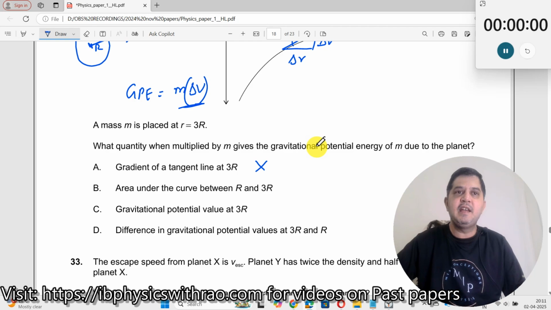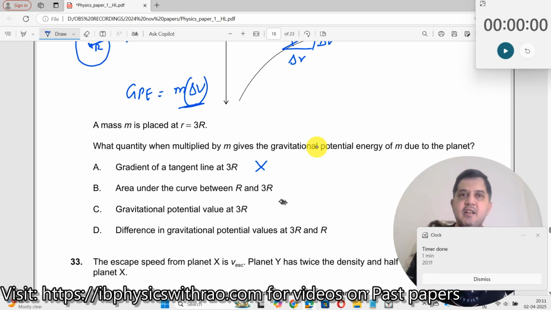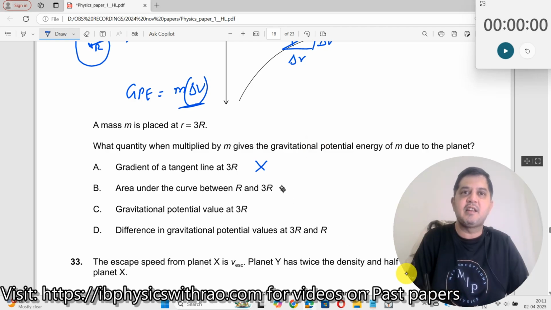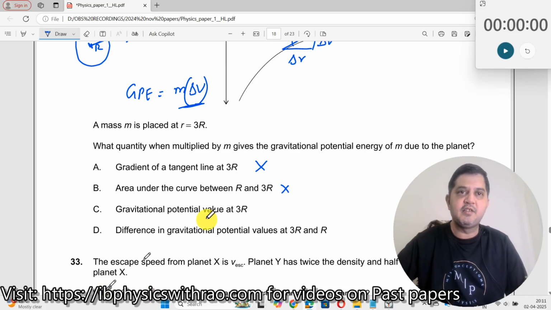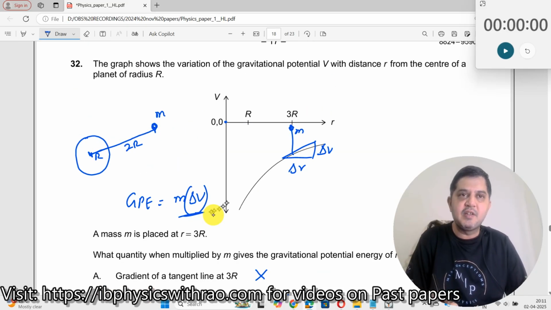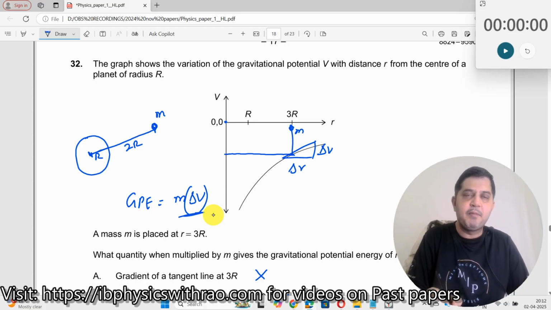Then the area under the curve between r and 3r, that is also not the right answer, because you just need delta v. Gravitational potential value at 3r. Now let us look at that gravitational potential value. What is this now? This is nothing but the gravitational potential value at this point over here. It is only v1 or v2, whatever you call it here.